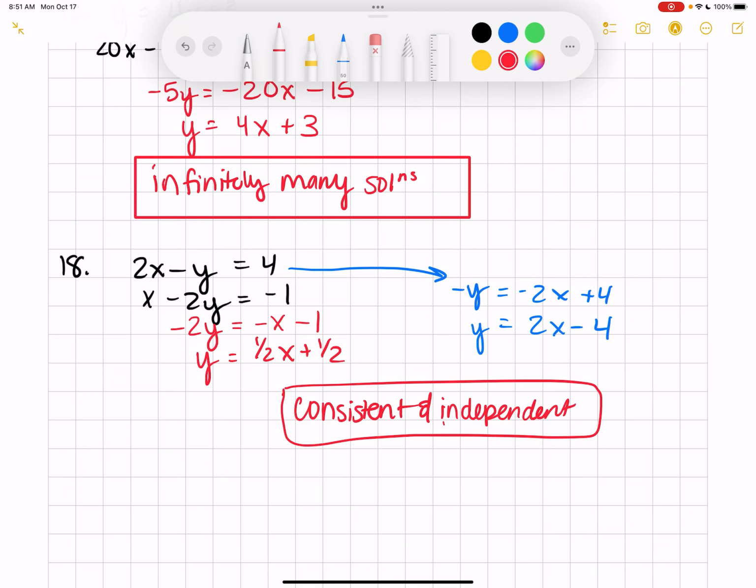Parallel lines never touch. And if they're obviously the exact same equation, you know that they're just going to be on top of each other. And then the independent was from how many solutions you had. So because these are of two different slopes, they're going to only intersect in one spot.